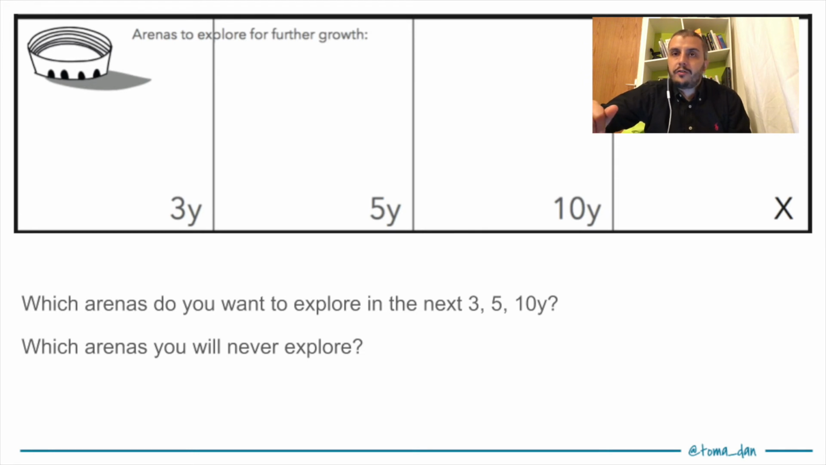As you can see, after the 10-year box, you have an X box. Try to mark that in the X box. What are some arenas that you will never go into, that you're never interested in? After you're done thinking with this, we can move on to the next step.